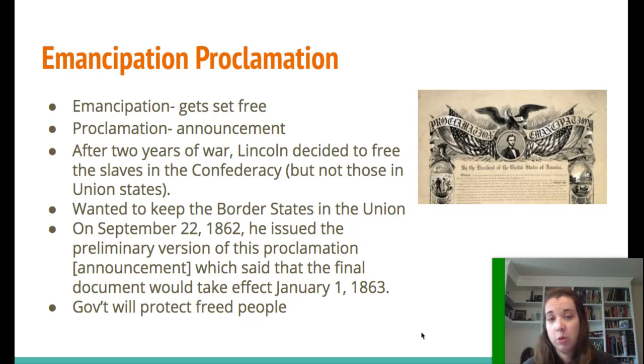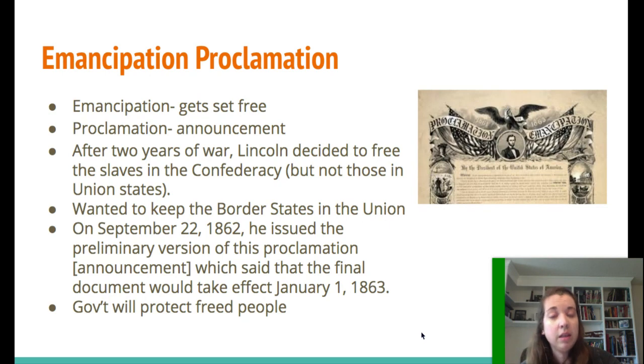They weren't really sure what side they wanted to pick. Now, if Lincoln freed the slaves in all the states, everywhere, then the border states would definitely go to the Union side. So he still wanted to keep the Union there. So September 22nd, 1862, right after the Battle of Antietam, he's going to issue a warning saying, hey, if you guys come back home to the Union, you get to keep your slaves.